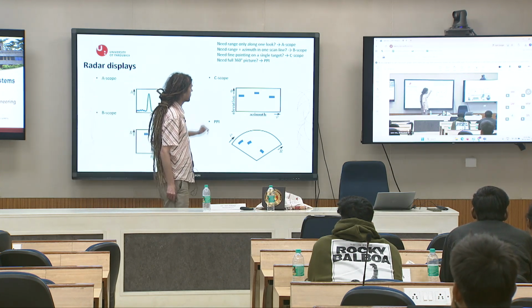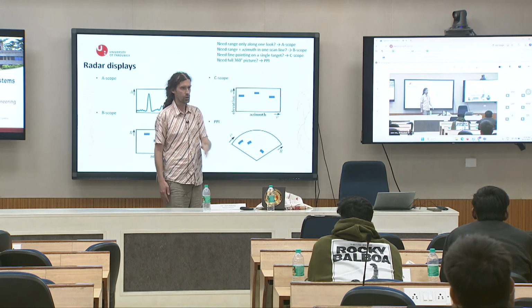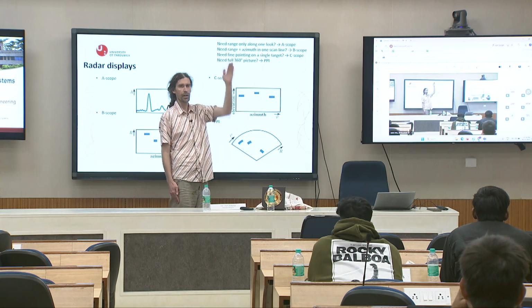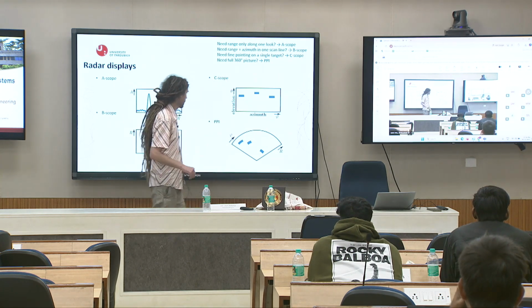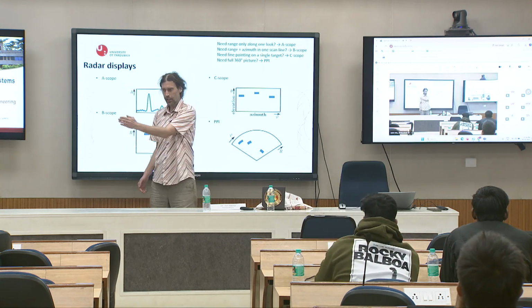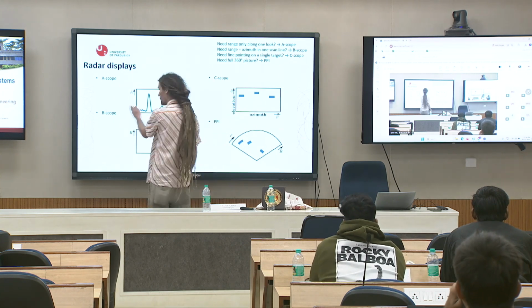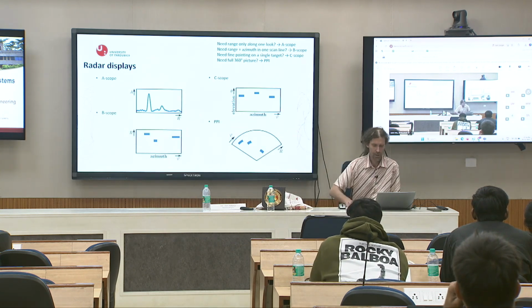Then the C scope, it is azimuth and elevation. So I know exactly in 3D where it is. And the PPI is range with this rotating movement. Okay, and now we will go to the animation. I prepared it.